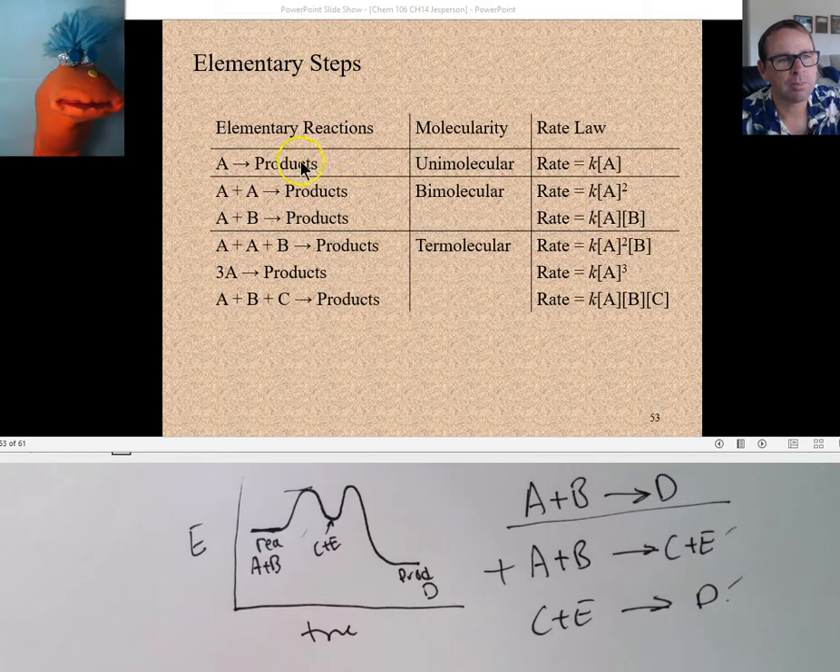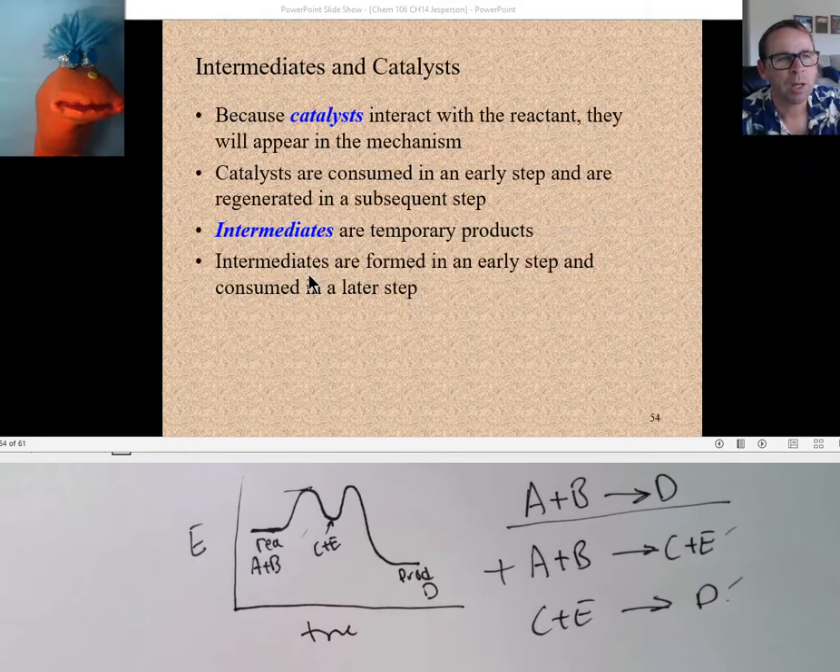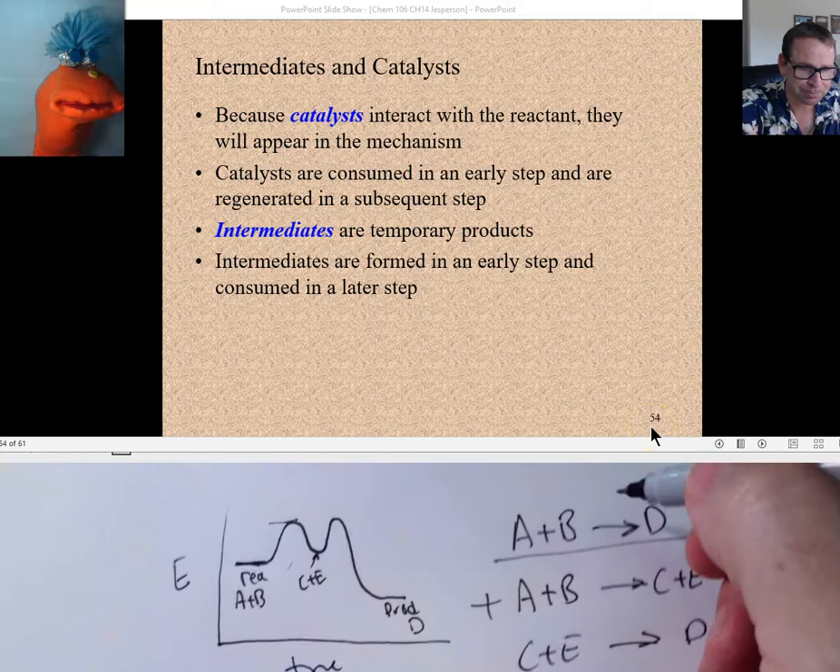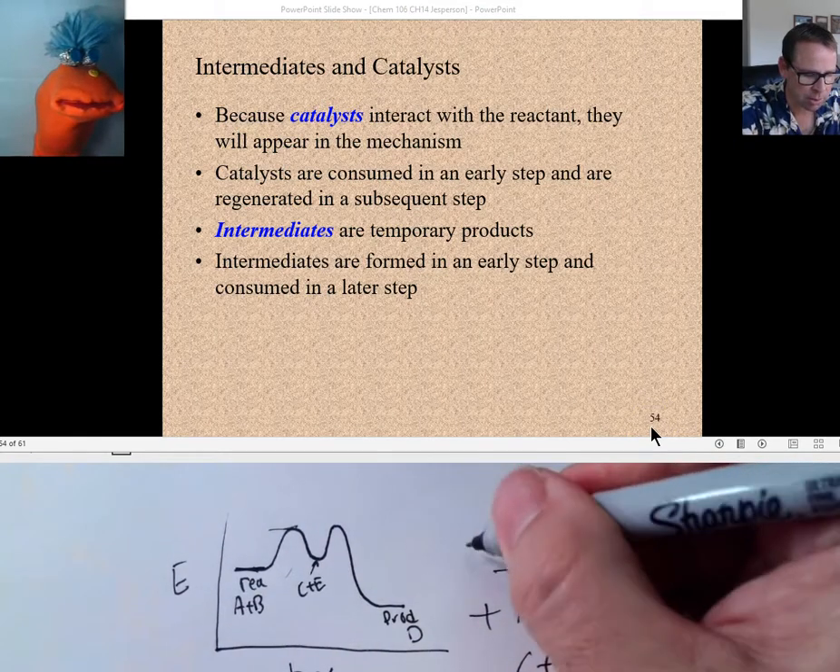So here are some examples of elementary reactions where A just goes right to products. There are no steps in between. Two A's can come together to form products, A and B coming together to form products, multiple things coming together to form products. All of these can have rate laws accordingly. We have catalysts which can lower activation energy. Now, if I had a catalyst for this reaction and I wanted to include it, let's say Z is my catalyst.